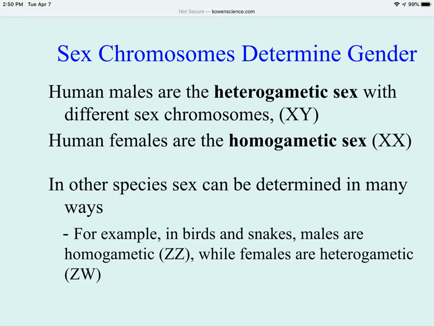Now, human males are heterogametic, meaning they have two different sex chromosomes. They have an X and a Y. Females are homogametic, meaning they carry an X and an X. In other species, it can vary. Birds and snakes can be ZZ for males. Females can be ZW. But we will be concentrating on those organisms where the male is XY and the female is XX.